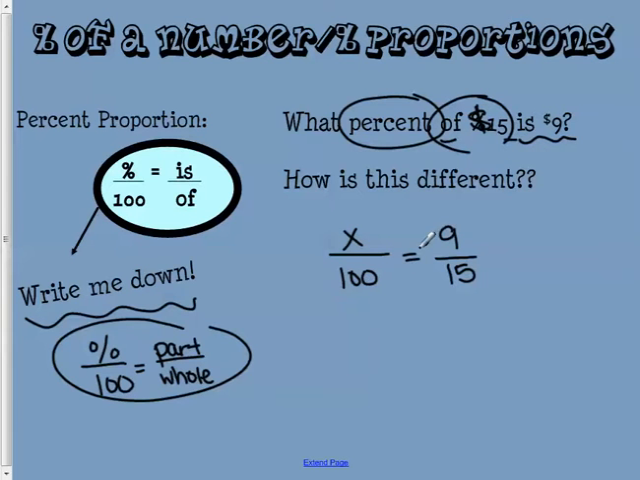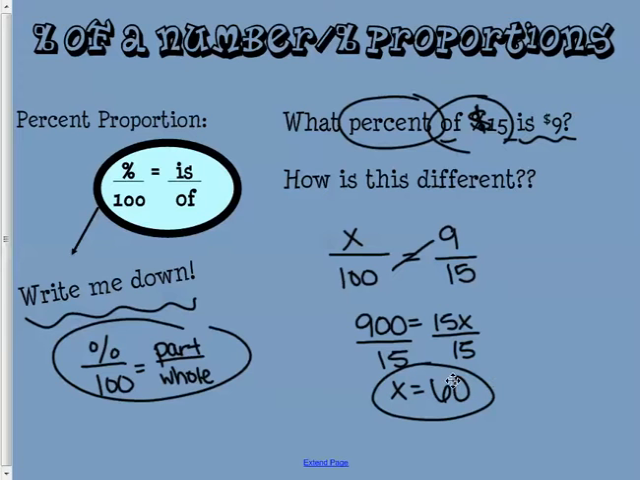So now we have a proportion that we can solve. 9 times 100 is 900, and that equals 15x. So we divide by 15, and we're left with, let me do the math real quick, 60. That is our answer. Okay, so this isn't just 60, it's 60%.